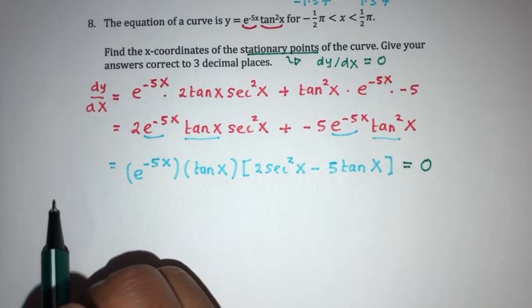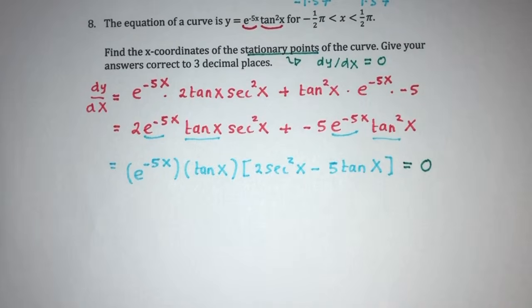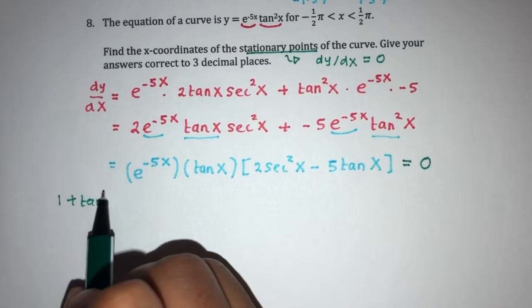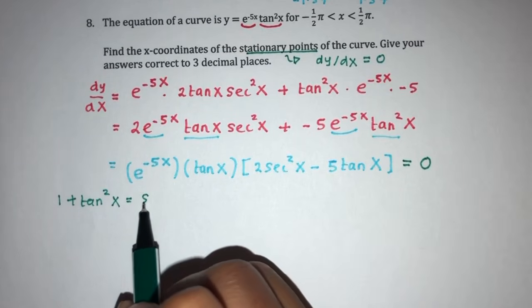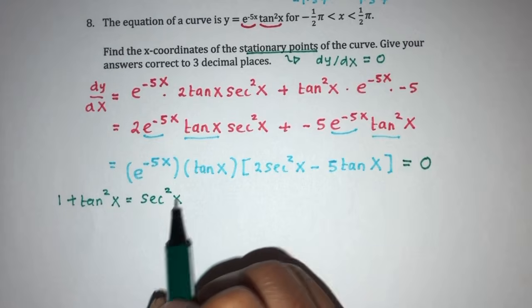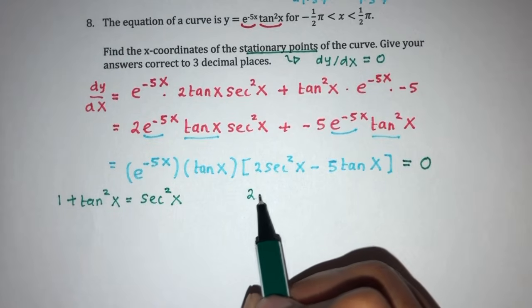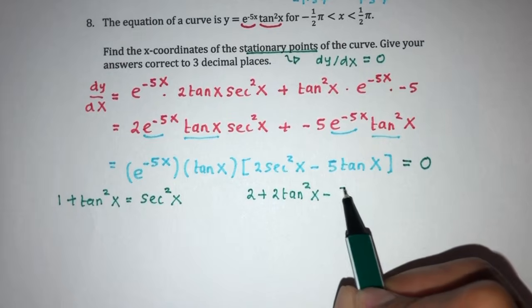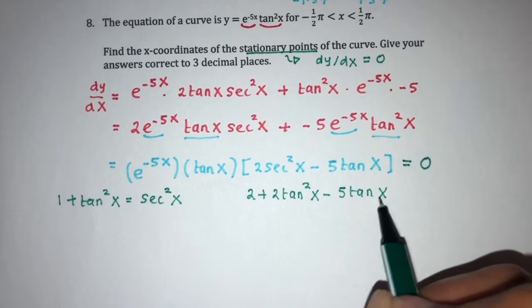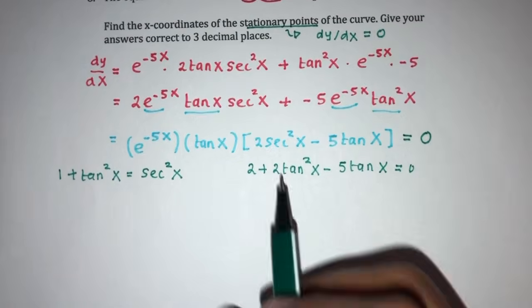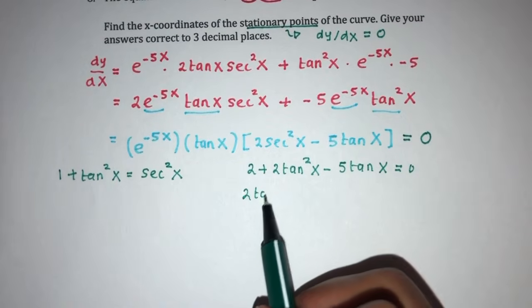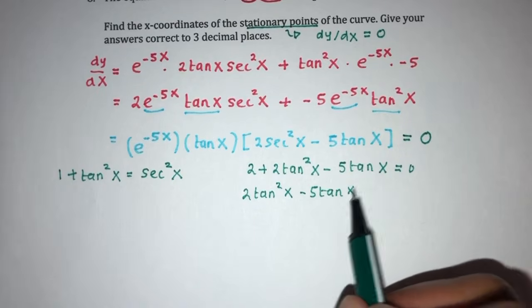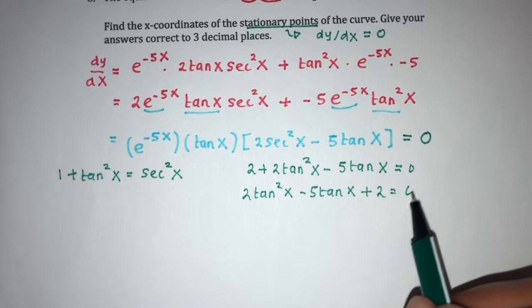So we realize that according to the identities we have, 1 plus tan squared x is equal to sec squared x. So from this I can have 2 plus 2 tan squared x minus 5 tan x is equal to 0. Simplify, and you will have 2 tan squared x minus 5 tan x plus 2 equals 0.